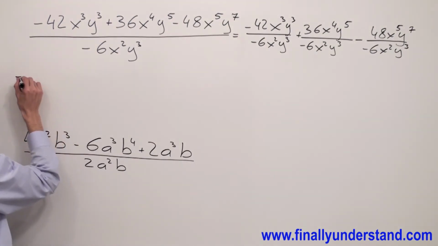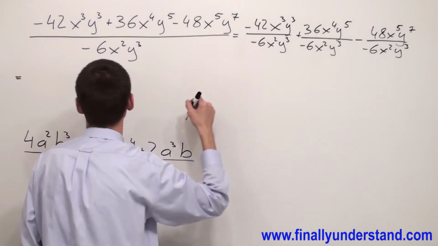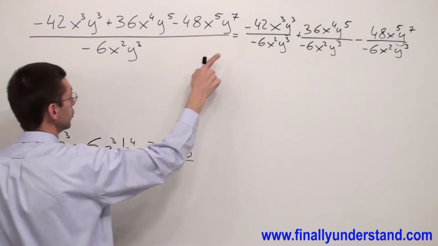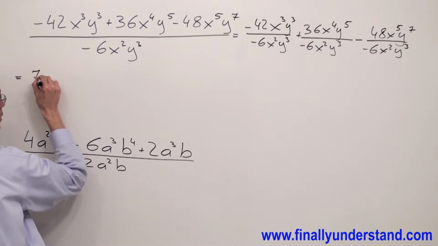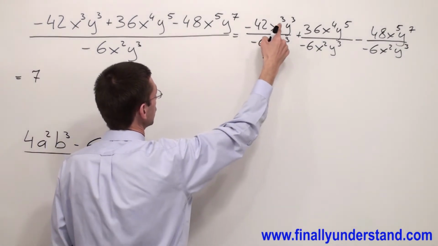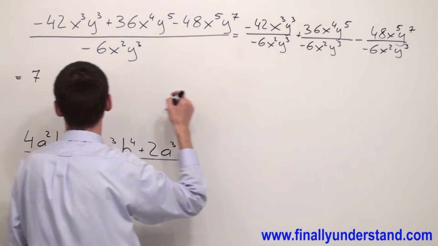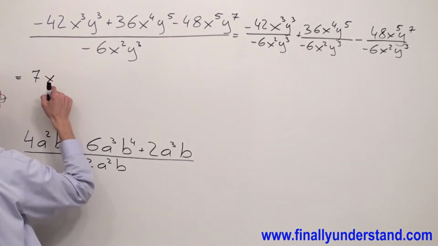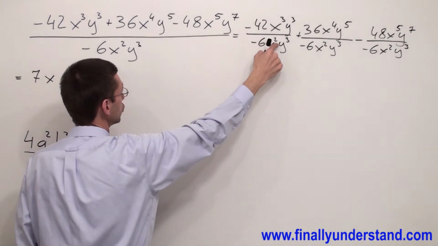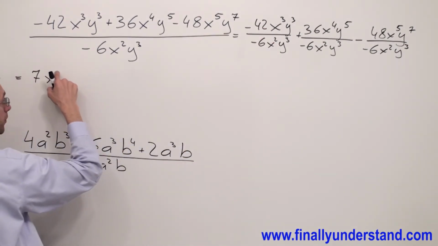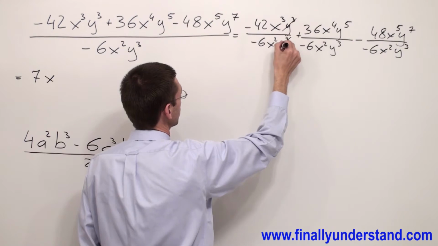This is going to be equal to: negative divided by negative is positive. 42 divided by 6 is 7. X to the third over x to the second. I have the same base, division. Anytime I have the same base and division, I have to keep the base and subtract the exponents. 3 minus 2 is equal 1. We don't write the exponent 1. Y to the third and y to the third, they are going to cancel out each other.